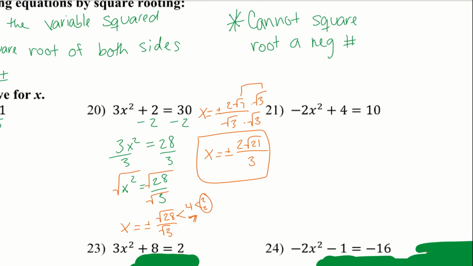All right, then 21, I'm going to go ahead and subtract 4 from both sides. Negative 2x squared equals 6. Divide by negative 2: x squared equals negative 3. We cannot equal a square to a negative number, so this one is going to be no solution.